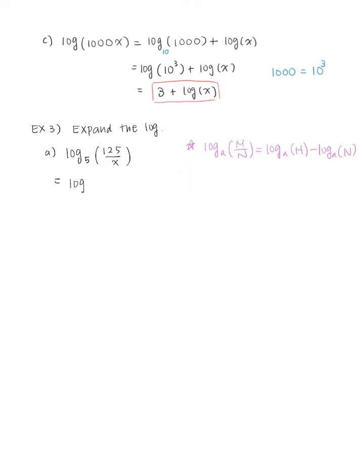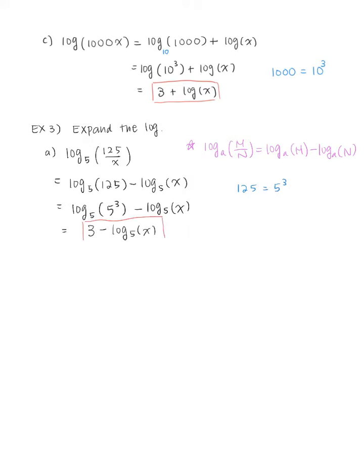So this is the same thing as log base 5 of 125, and then minus log base 5 of x. Now let's take a look at 125. Is there any way that I can write 125 in terms of base 5? Yup. 125 is 5 to the third. So I'm going to use that to rewrite this as log base 5 of 5 to the third minus the log base 5 of x. So this is going to be just 3 minus log base 5 of x. And I think this is going to be our answer.